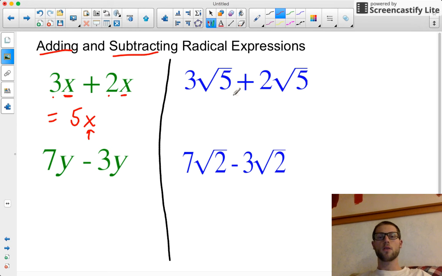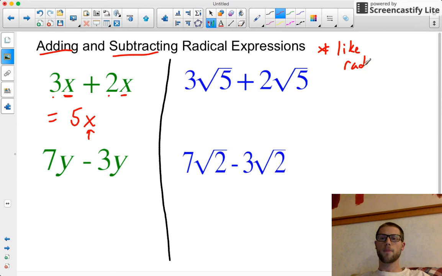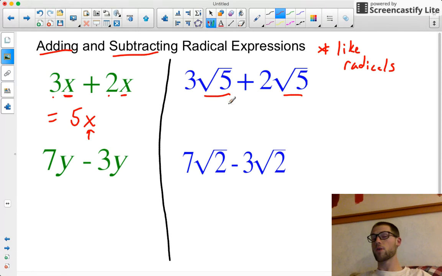So now, rather than thinking like terms with similar variables, you want to start thinking about like radicals. Since I have a common radical in both of these terms, I really can add them together. This really is the same expression over on this side, except I've replaced my x's with the square root of 5. So nothing's really changed as far as the rules of combining these like terms.